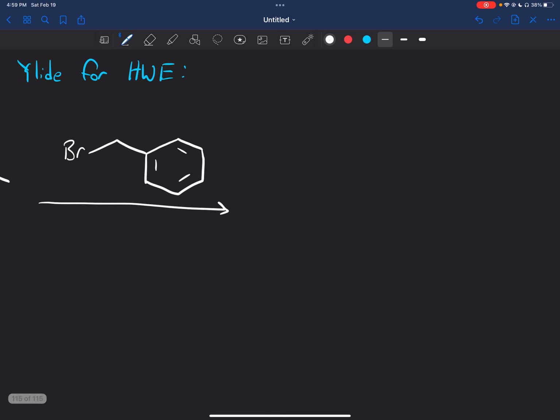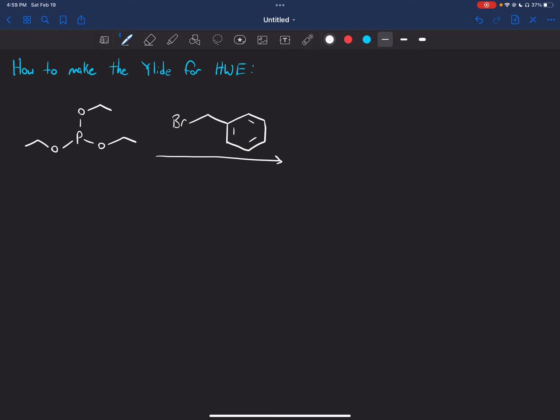Now what happens is this is going to react, and you don't need to worry really too much about this mechanism. All you have to know is that the phosphorus will take the spot of the Br, it's going to have two of these oxygens with ethyls, and one of them actually becomes a double bonded O. You don't really need to know the mechanism.